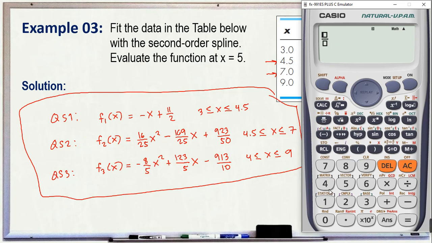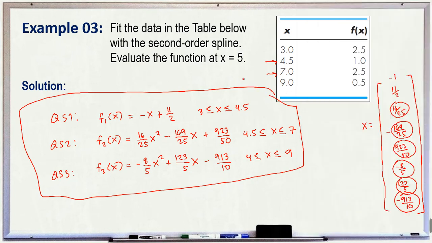So, let's write quadratic spline number 2: 16 over 25 alpha x squared minus 169 all over 25 alpha x plus 923 all over 50. So, evaluated at 4.5. What did you get? Okay, so therefore, the quadratic splines we obtained are all correct.